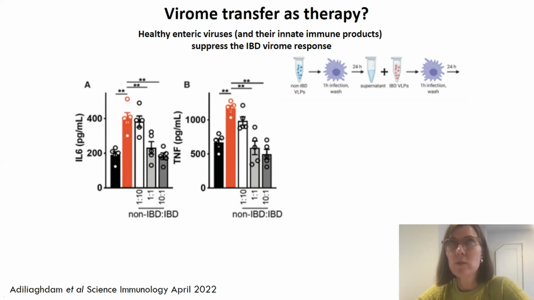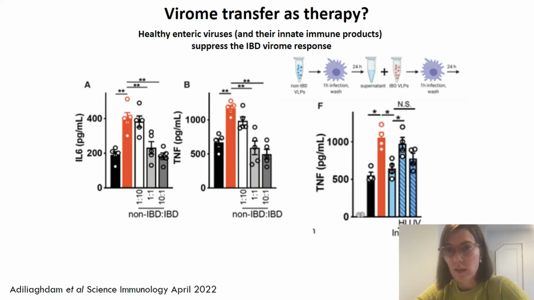We asked whether this was a direct effect of the viruses, or because of anti-inflammatory mediators that we'd already seen were induced. So we took the supernatant from those macrophages previously infected with healthy viromes from patient colon resections, and asked whether that supernatant could also suppress the response to an IBD virome. In light blue here, you could see that definitely whatever is in that supernatant, likely interleukin-10 and interleukin-22, could readily reduce the inflammatory response driven by the IBD virome.